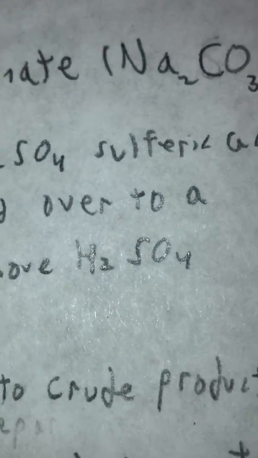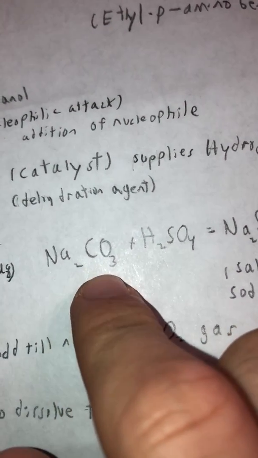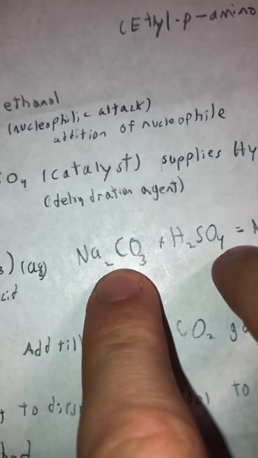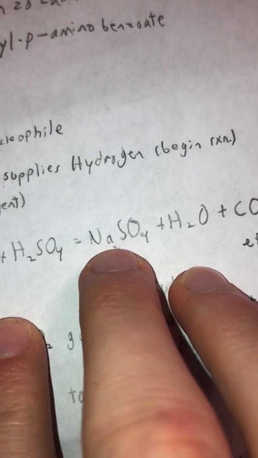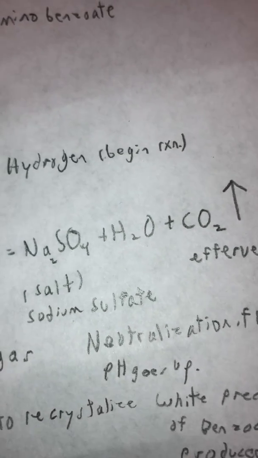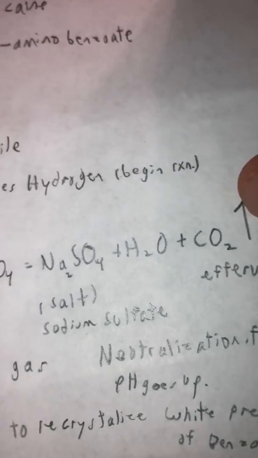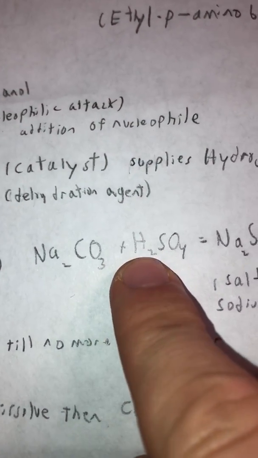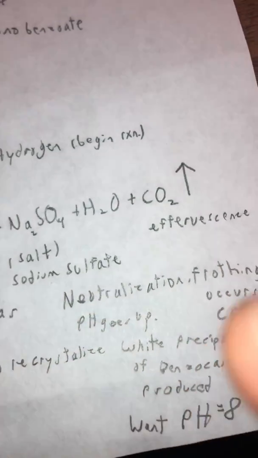I know this is blurry. All right, here's the equation. Na2CO3 plus H2SO4. So the sodium carbonate plus the sulfuric acid gives sodium sulfate, which is a salt, Na2SO4, which is actually our drying agent that we use a lot, anhydrous sodium sulfate, plus water, plus CO2. So we can see where the water is coming from, H2O, plus CO2, which is a gas, which is why it will froth.